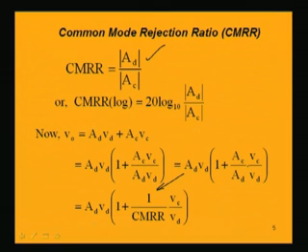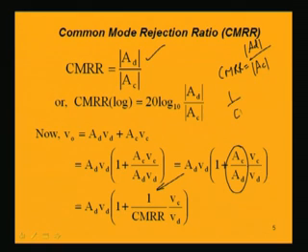So, that is further made equal to the expression AdVd into 1 plus. If we look into this term Ac by Ad, it is nothing but 1 by CMRR, because CMRR is equal to magnitude Ad by magnitude Ac. So, from this we get 1 by CMRR equal to magnitude Ac by magnitude Ad. So, we are replacing this Ac by Ad by 1 by CMRR into Vc by Vd.